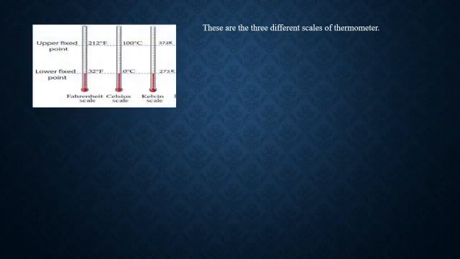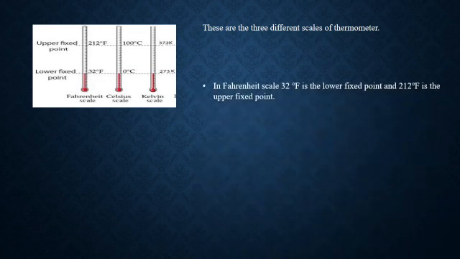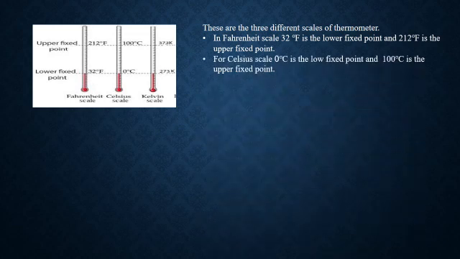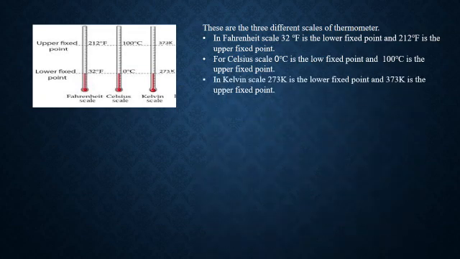Here you have the 3 scales of thermometers. As discussed earlier, you can find from the picture the lower fixed point and the upper fixed point. In Fahrenheit scale, the lower fixed point is 32 degree Fahrenheit and upper fixed point is 212 degree Fahrenheit. Likewise, you find in Celsius scale and Kelvin scale the lower fixed point and the upper fixed points.